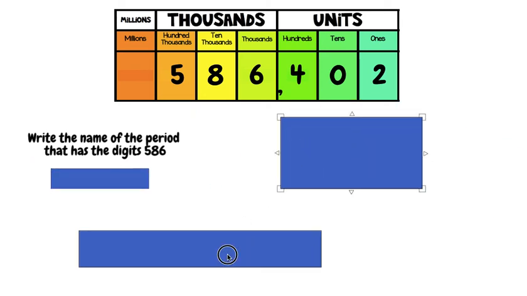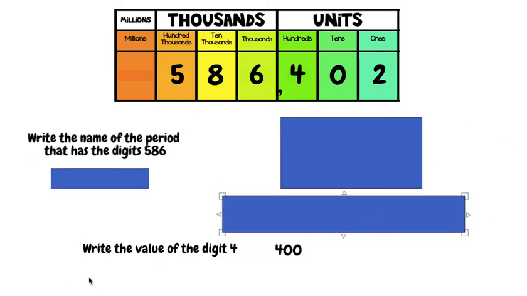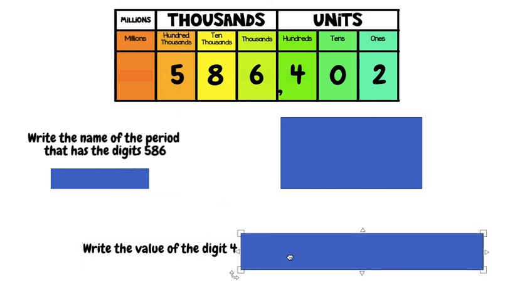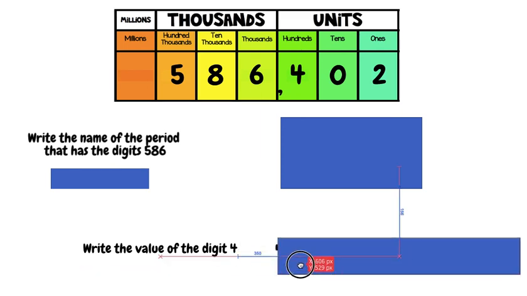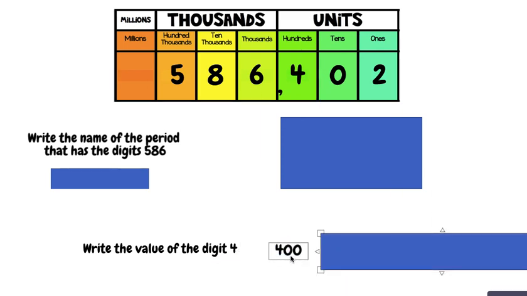Okay, and our last question for the day, or for this activity. Write the value, I just gave you the answer. Write the value of the digit 4. So if you saw that, the 4 digit is in what place value? The hundreds. So if it's in the hundreds, that means there are 4 hundreds. So the value is 400. I gave you a freebie.